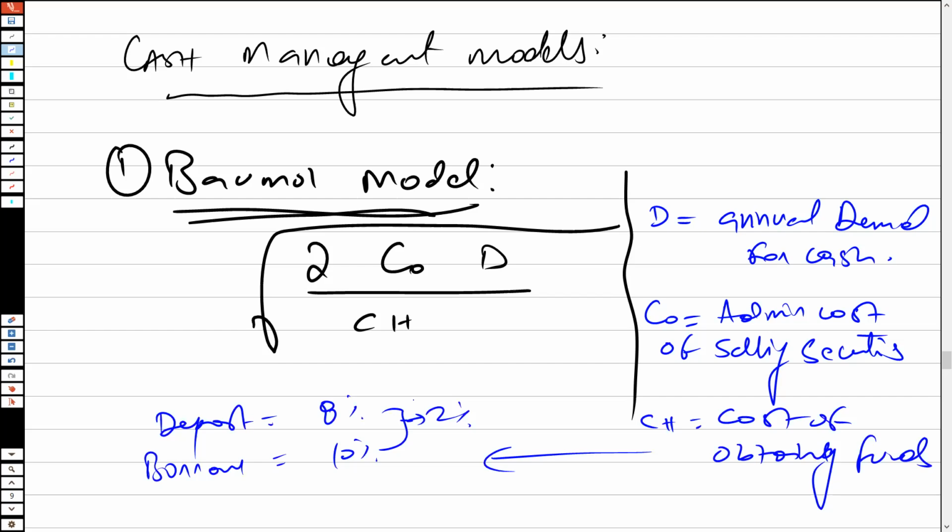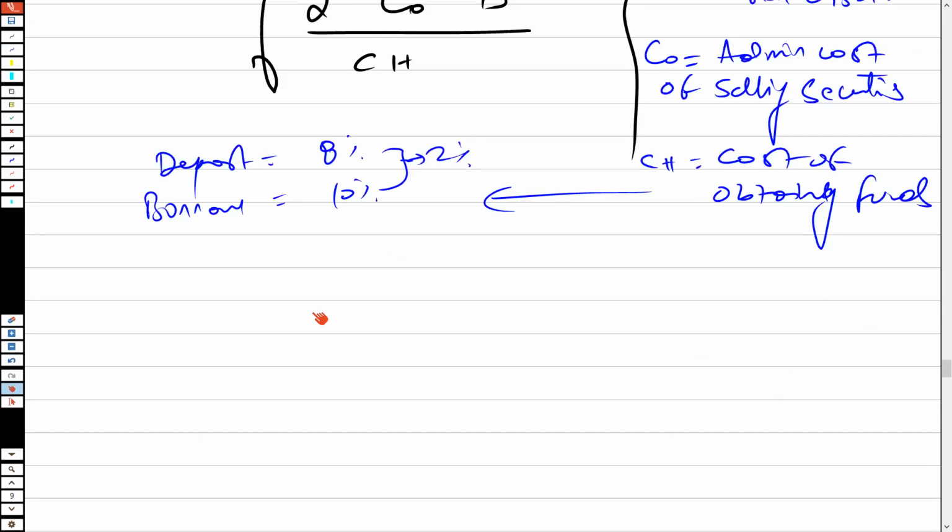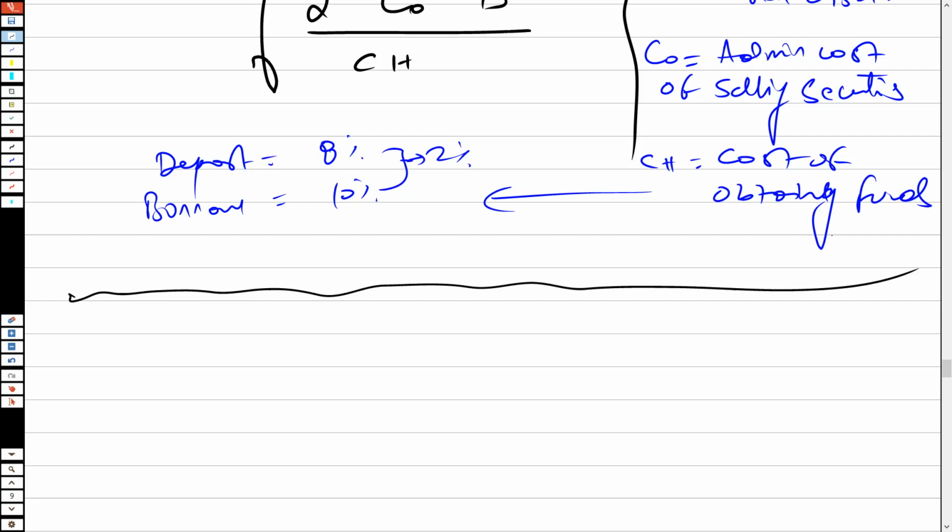So when we talk about the Baumol model, what does it actually tell you? The Baumol model tells you how an entity could decide how much cash it should generate or transfer from its different investments at any point of time. So all you have to do is apply the Baumol model and you'll get an idea of how much cash is to be raised.